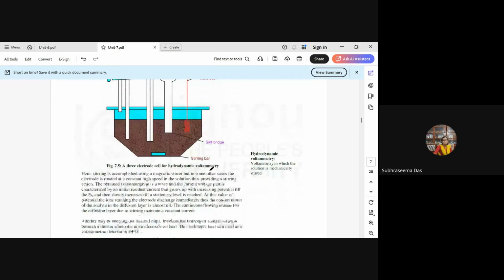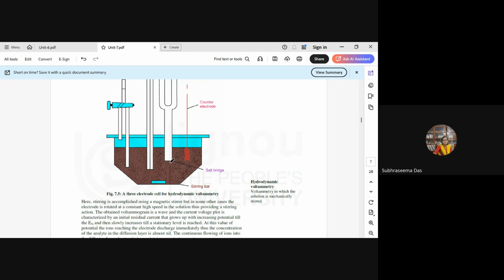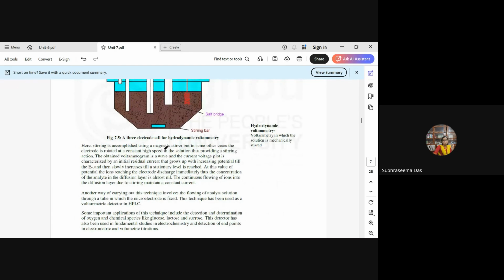So here, figure 7.5 shows a three-electrode cell for measuring hydrodynamic voltammetry. Here the stirring is accomplished using a magnetic stirrer, but in other cases the electrode is rotated at a constant high speed in the solution, thus providing a stirring action.